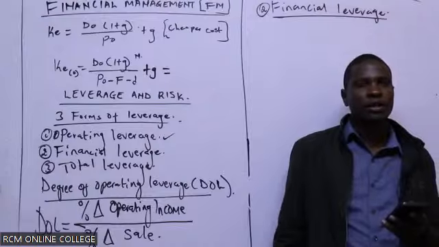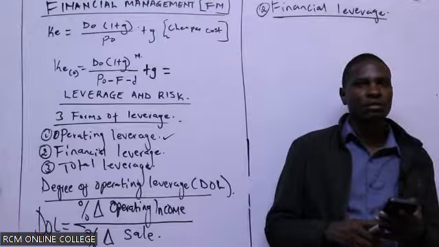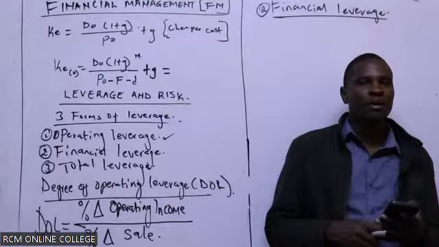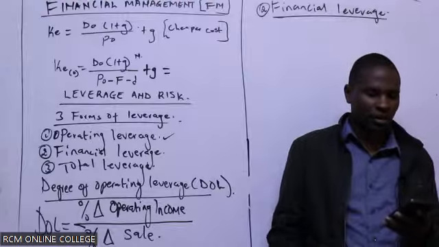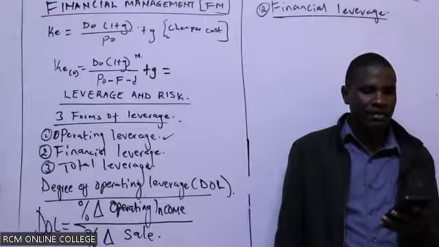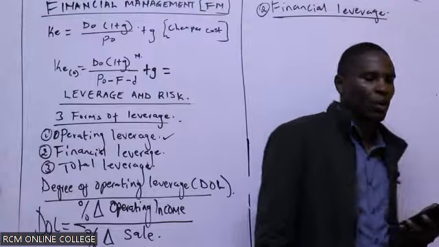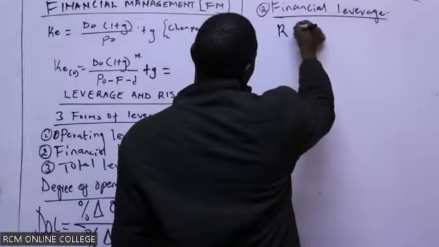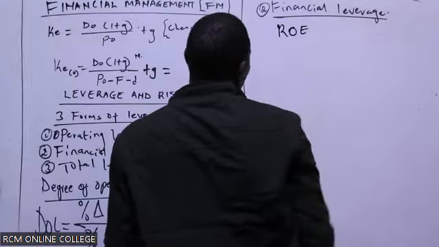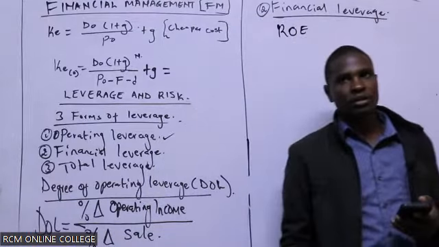So you choose a project with the aim of making sure that the shareholders' wealth is maximized. Remember, the objective of every business is to maximize what? The shareholders' wealth. So he's saying that financial leverage refers to the use of debt to increase the return on equity, ROE. Return on equity is the shareholders' wealth.